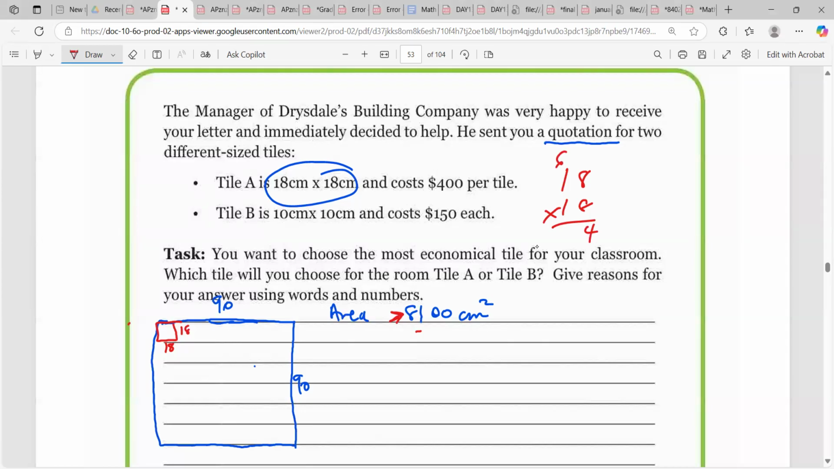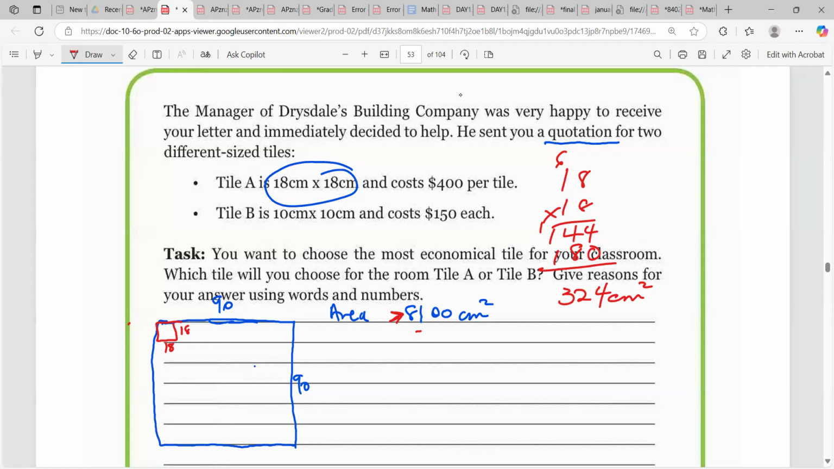8 times 8 is 64. 8 ones 8, plus 6, that looks like 14, right? Put a 0, 1 times 8 is 8, 1 times 1 is 1. We just add, so 4 and that 2, carry 1. So one tile is 324 centimeters squared.